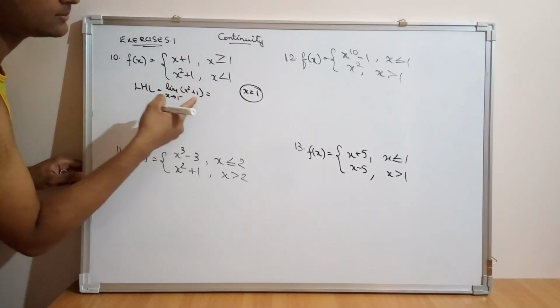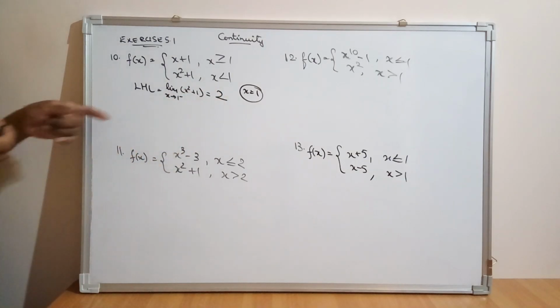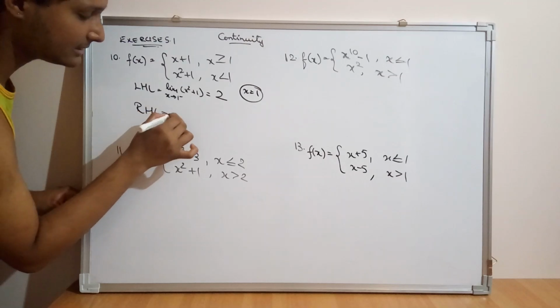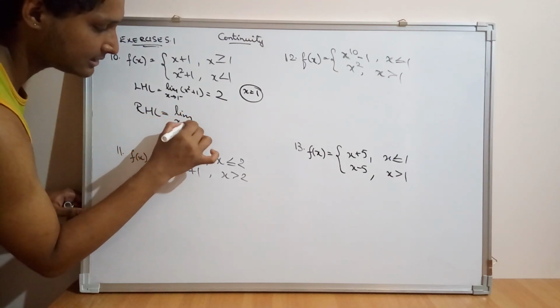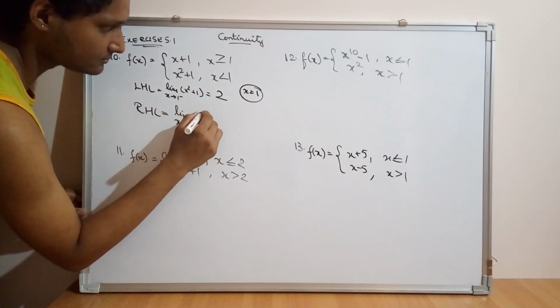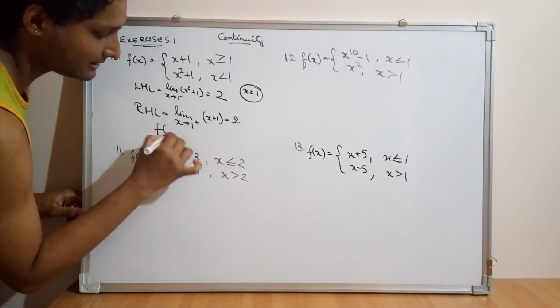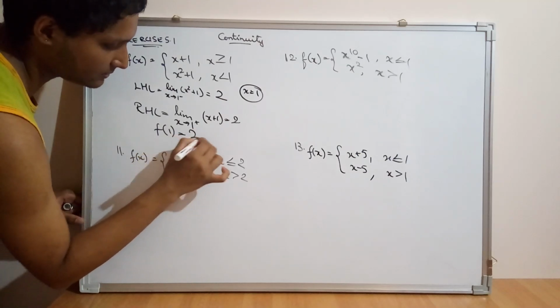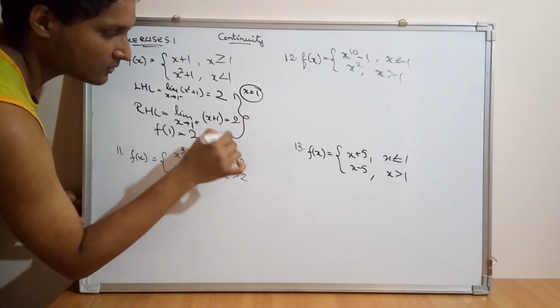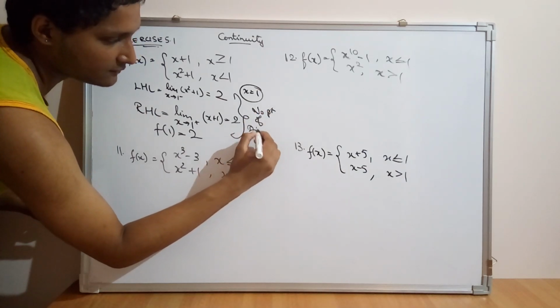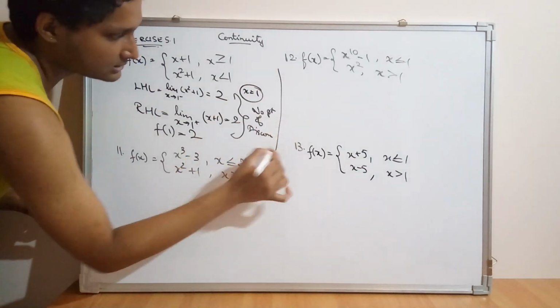x square plus 1 is 2. I know how you substitute and all. Now we think about the right hand limit. Right hand limit is limit x tending to 1 plus x plus 1. That is also going to be equal to 2. Then f of 1 is also going to be equal to 2. Therefore, no point of discontinuity.